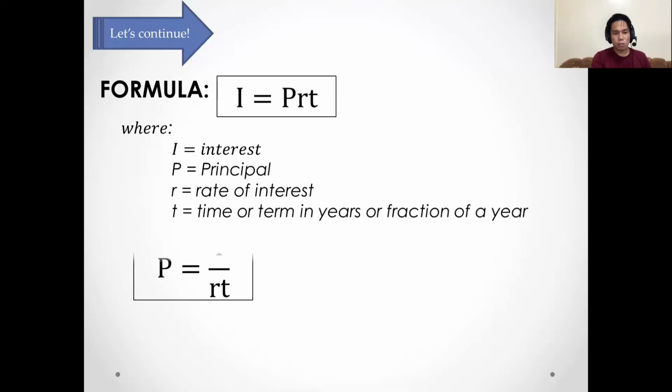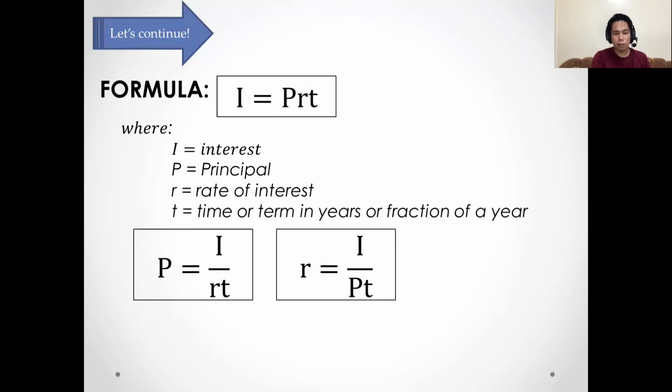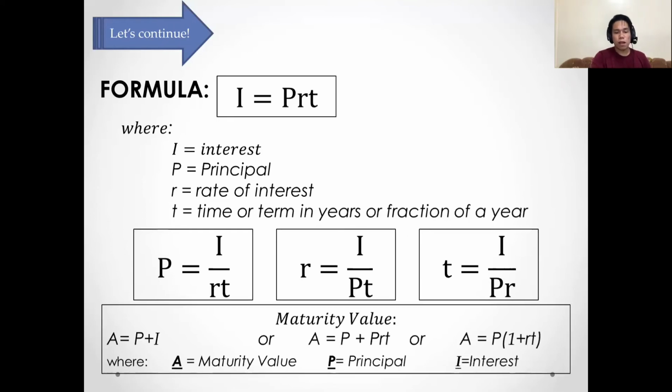Okay? So we also have, kapag hinarap natin si principal, we can use this formula. Kapag hinarap natin si rate or R, we can use that formula. At kapag T naman, we're going to make use of that formula. Again, makikita mo pa rin na I, P, R, or T, and vice versa. Okay, may given naman. We also have this maturity value. What do you mean by maturity value?